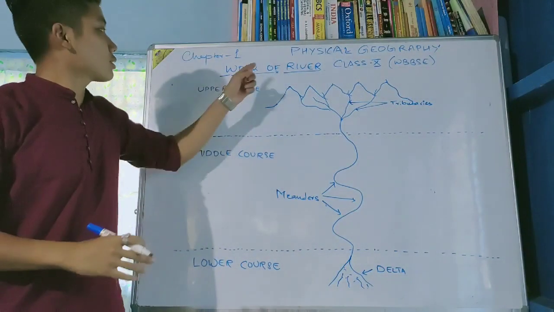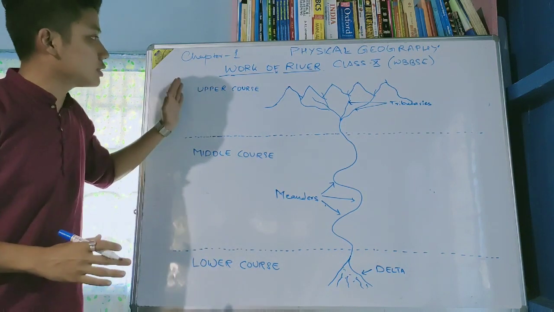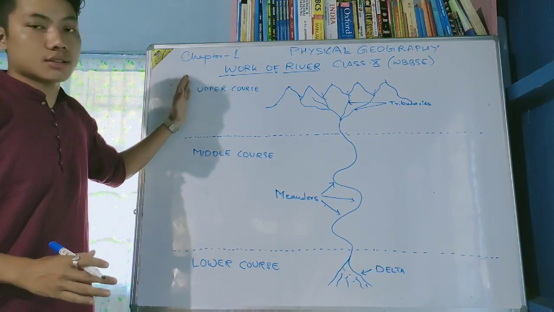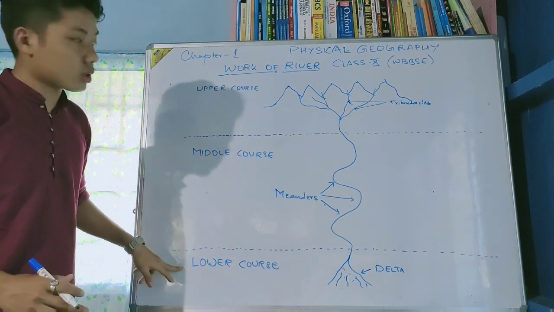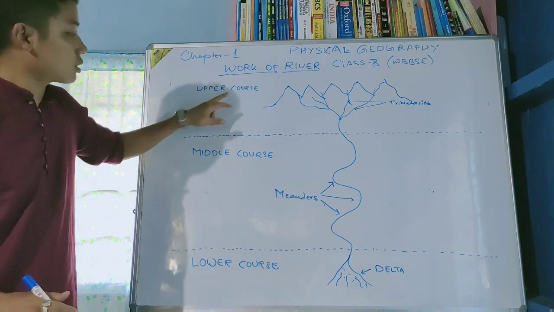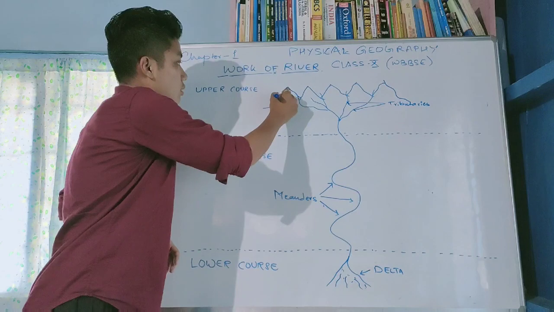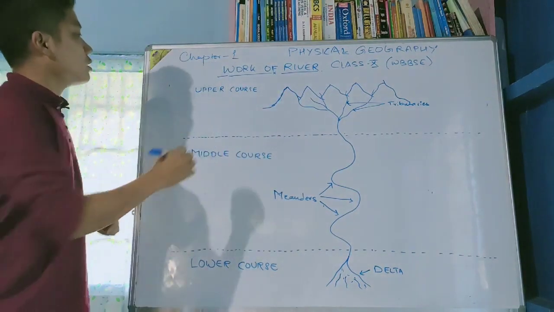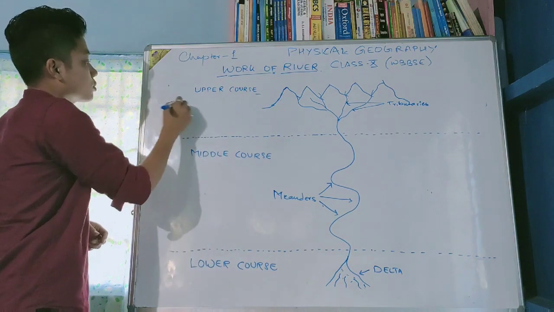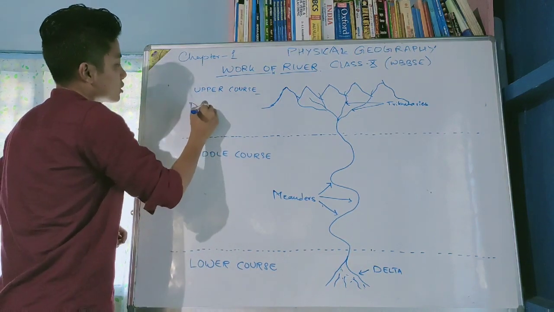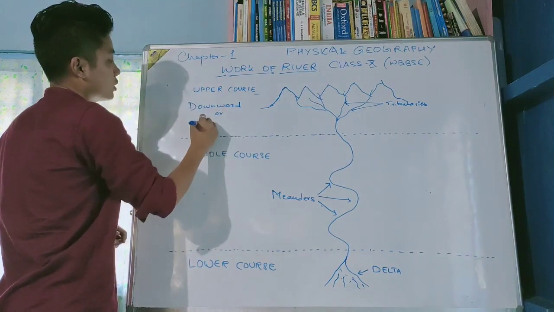Next topic, that is work of river. River work basically happens through three stages. Number one is upper stage or upper course, the next one is middle course, and the last one is lower course, or we can say youth stage, mature stage, and old stage. In the upper course of the river, erosion is most prominent. Erosion, that means downward or vertical erosion.